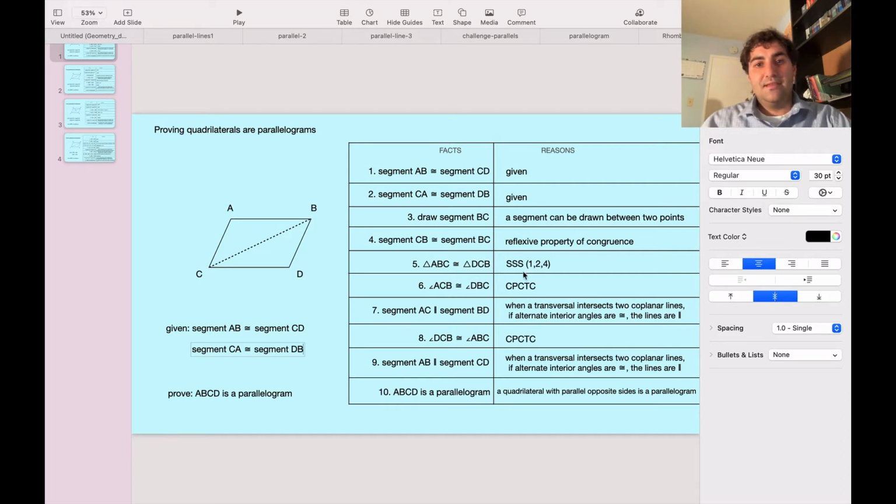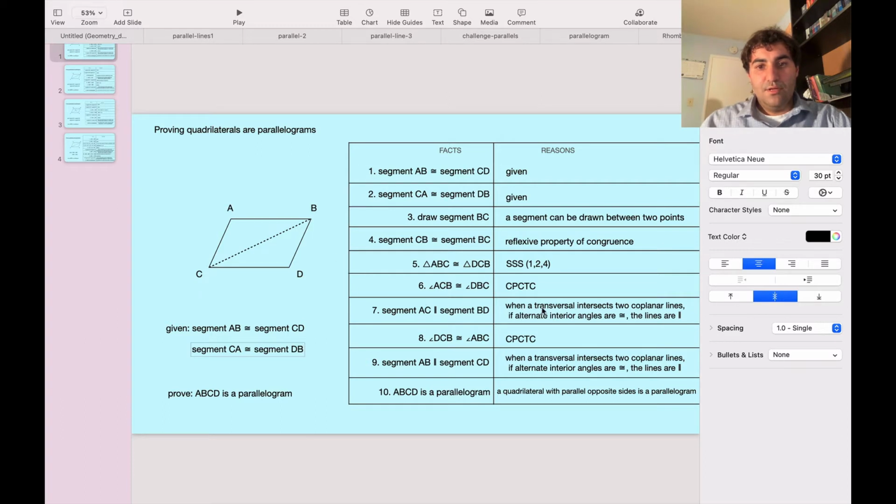So, like I've said in prior videos, the order really does matter when you're doing triangle congruences. Not so much when you're doing segment congruences, but you have to make sure you have the order correct when you're trying to establish congruence. So then by corresponding parts of congruent triangles are congruent, we can get angle ACB, this angle here, is congruent to angle DBC, so this angle here.